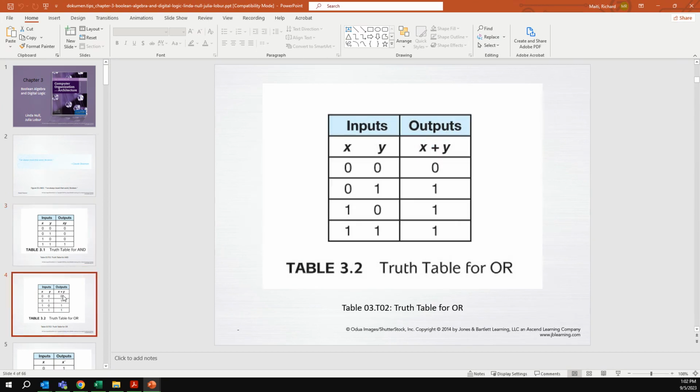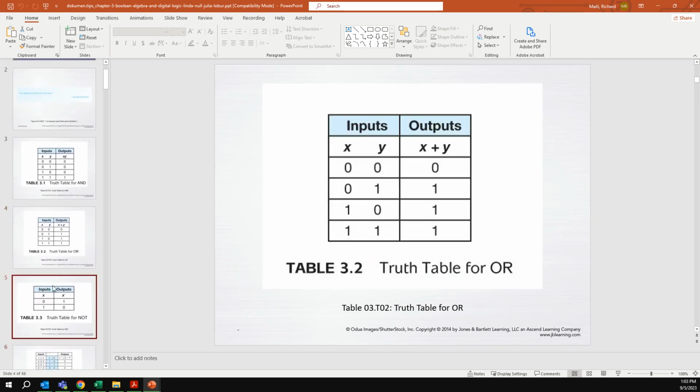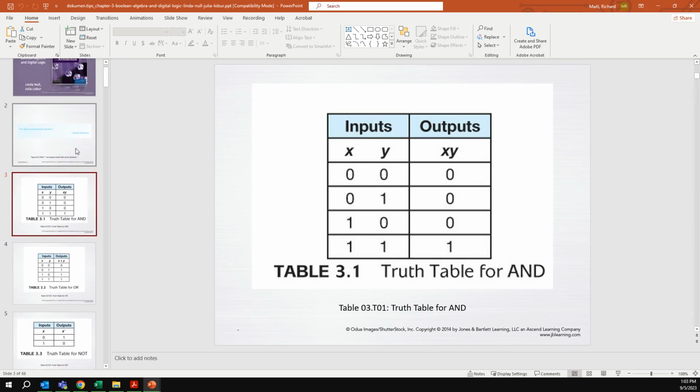So this is the OR. So 0 or 0 is 0, 0 or 1, so false or true is true, true or false is true, true or true is true. So these are, let me see, I skipped.